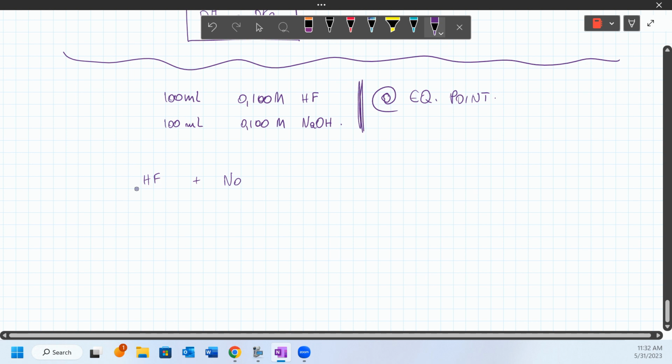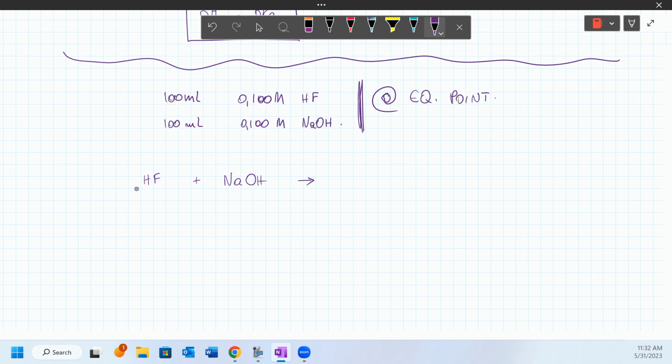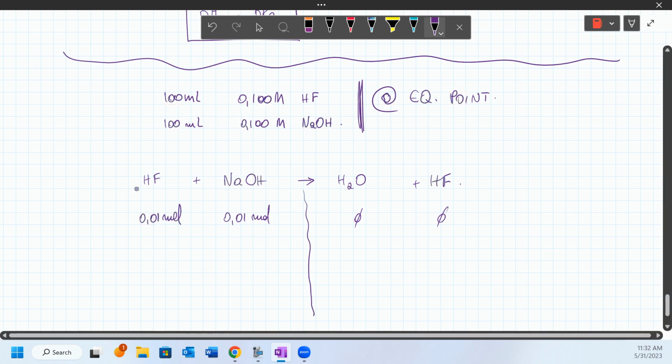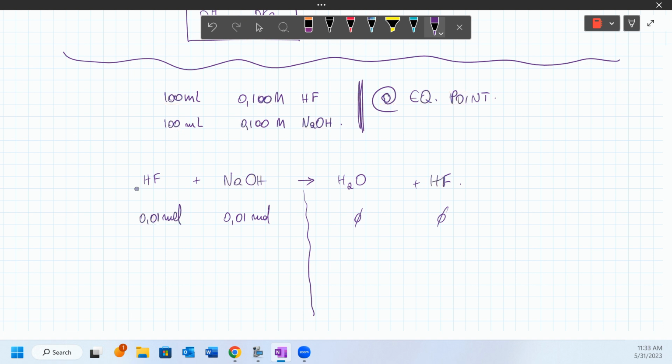It's a completion reaction, not an equilibrium, because you will see that everything will go into the product side. So H2O plus HF. In number of moles for each of them, 0.01 mole for hydrofluoric acid and 0.01 mole for sodium hydroxide. And then initially we have 0 and 0. Then, which one is the limiting reagent here? They are equally the same. When they are reacting, you can pick any as the limiting reagent because they have the same number of moles, and it is a 1-to-1 ratio, so 0.01 mole will be used.